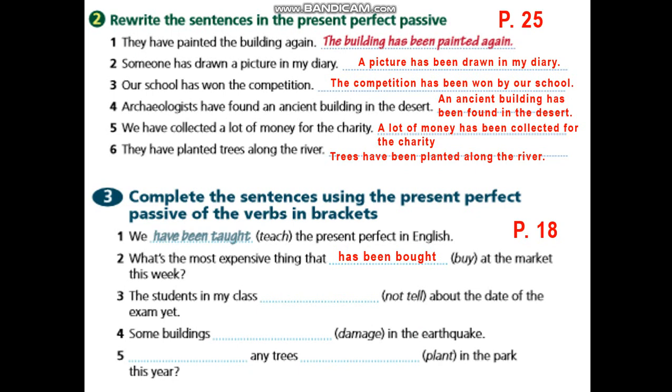The students in my class haven't been told about the date of the exam yet. Some buildings have been damaged in the earthquake. It's gonna be have been damaged. Have any trees been planted in the park this year? Trees is plural noun, so we're gonna use have any trees been planted.